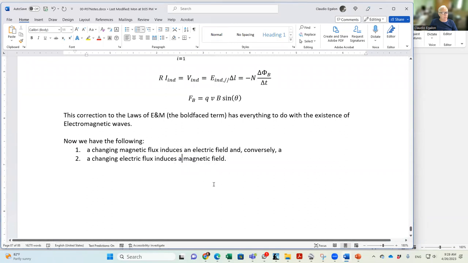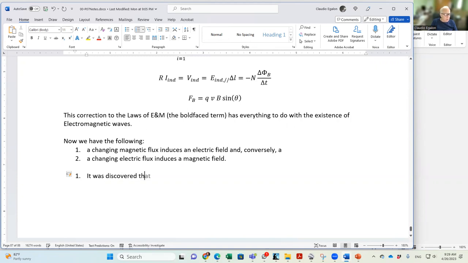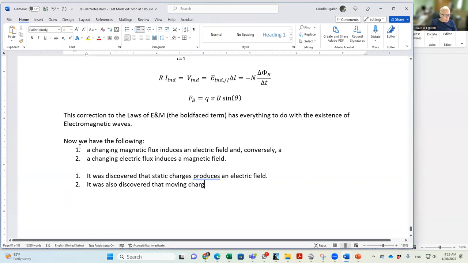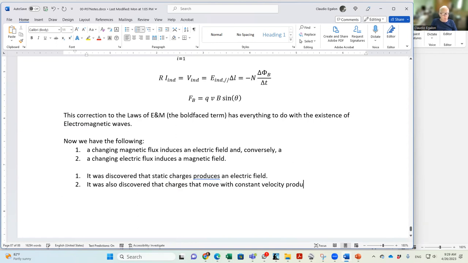Okay, induces a magnetic field. So the story is like that. One, it was discovered that static charges produce an electric field, right? Electric field. It was also discovered that moving, not just static charges, moving charges, charges that move with constant velocity produce a magnetic field.